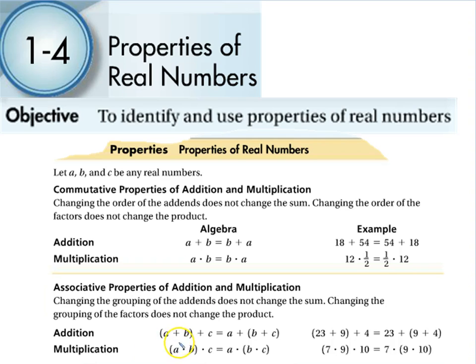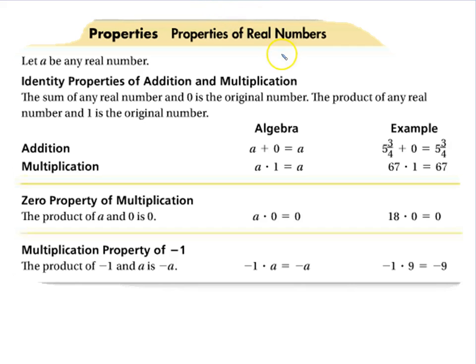So associative of addition: a plus b plus c equals a plus b plus c. You notice that things are grouped together differently. Same thing applies for multiplication. Okay. Then we have some other properties.